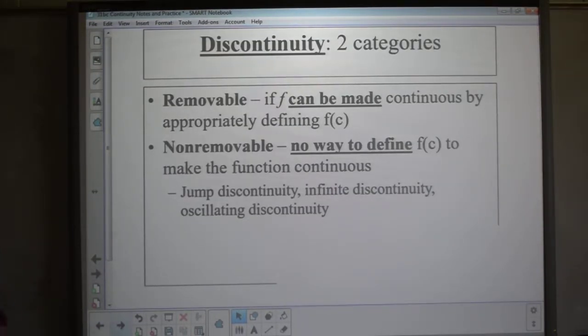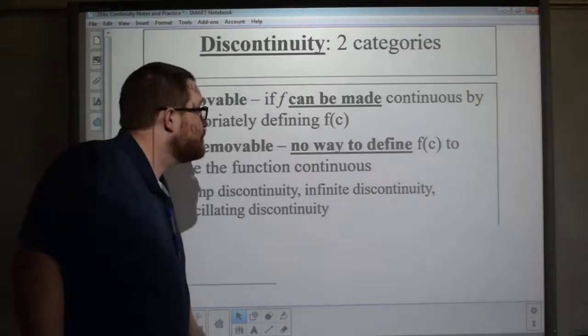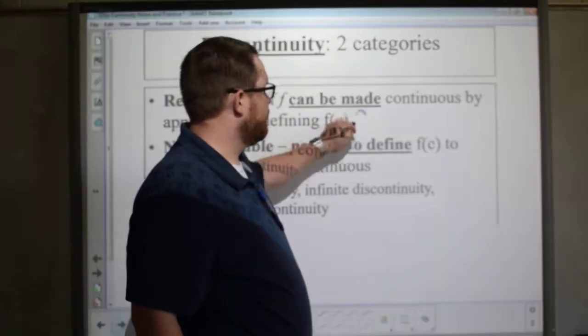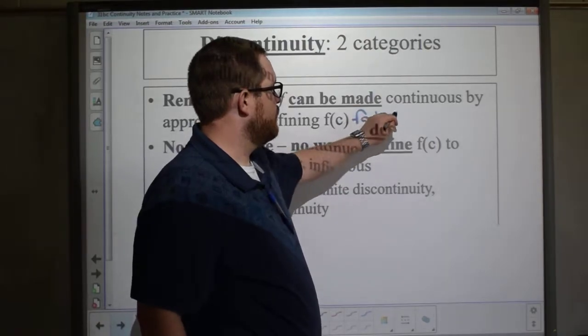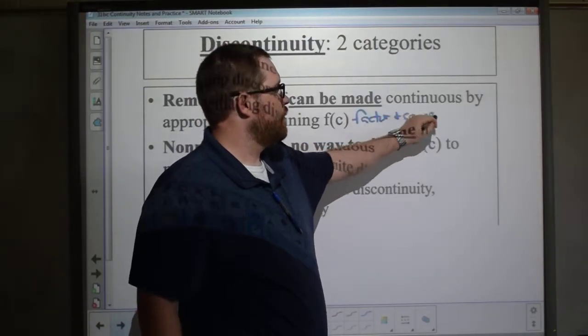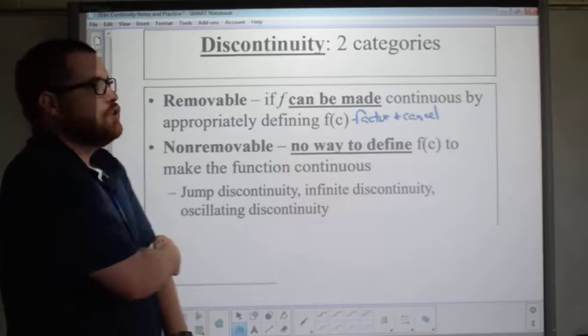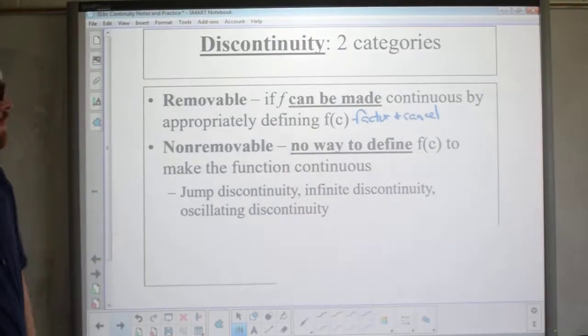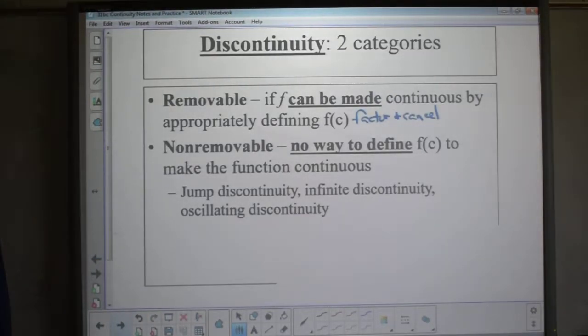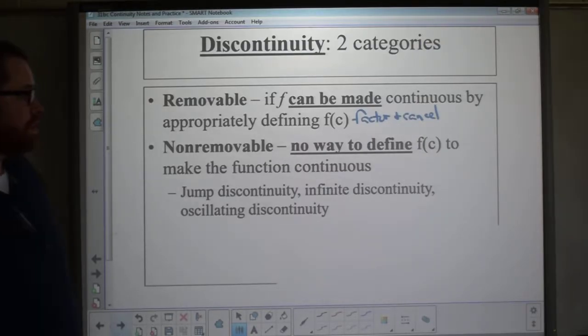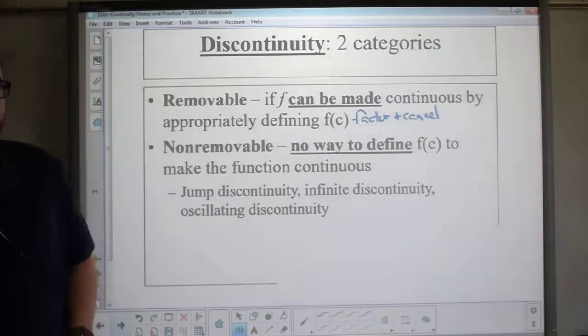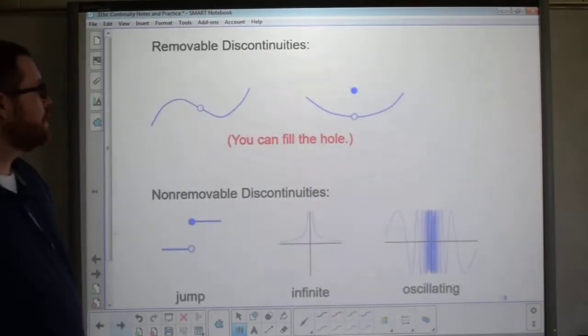There's two types of discontinuities. Two types of things that make a function not continuous. One is called removable, and that happens basically when you can factor and cancel. If you can factor and cancel, that means that you've removed the discontinuity. Non-removable means that there's no way to get rid of that. So like jumps, infinites, and oscillating, and I'll show you here what those mean.